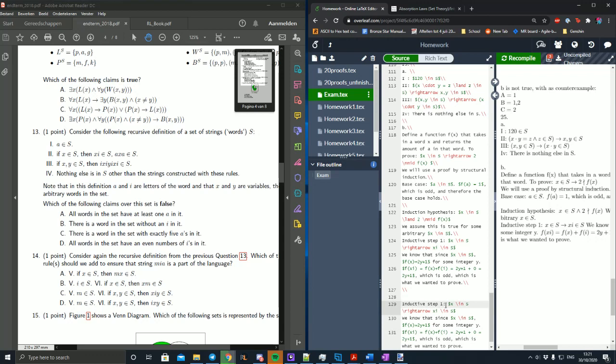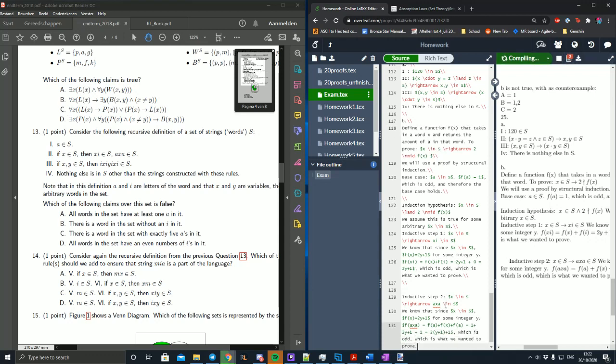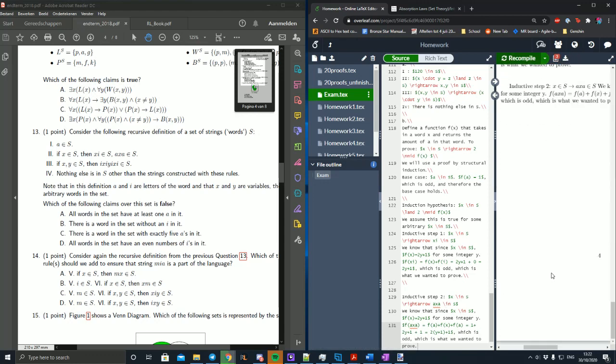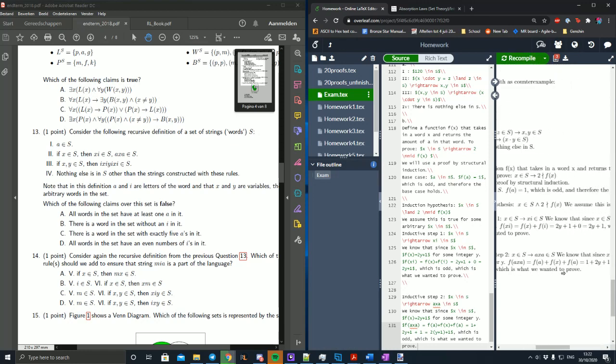Inductive step 2. If x is in S, then AxA is in S. Okay, so we say f of AxA is equal to f of A plus f of x plus f of A, which is 1 plus 2y plus 1 plus 1, which is odd, which is what we wanted to prove. I make really long sentences. But let me look at if it's correct. Let me add another.